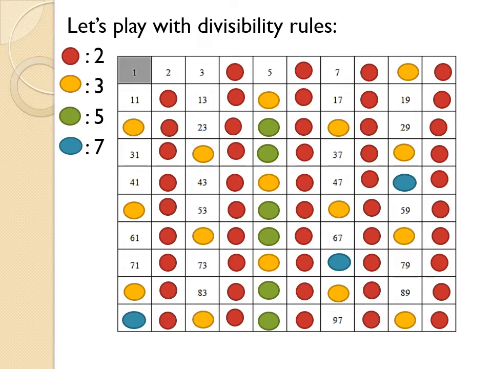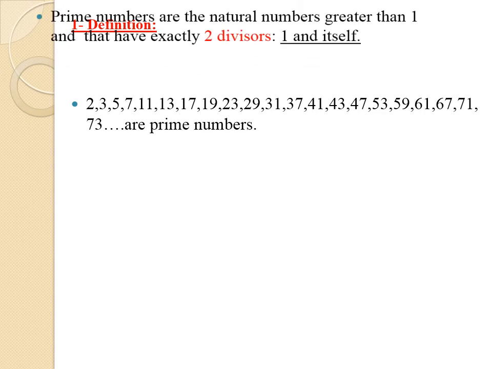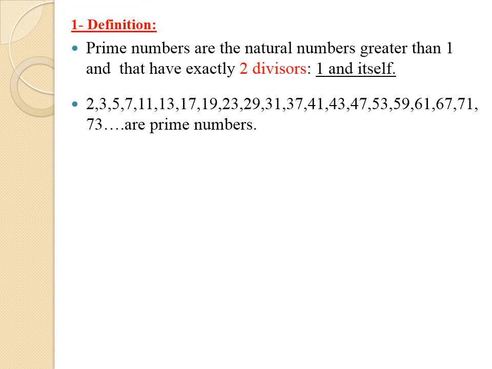Now all the rest of the numbers that we see, which are 2, 3, 5, 7, 11, 13, 17, 19, 23, 29 and so on, are called prime numbers. As a definition, let's repeat what prime numbers are. They are the natural numbers greater than 1 that have exactly two divisors, 1 and itself. What are prime numbers? 2, 3, 5, 7, 11, 13.